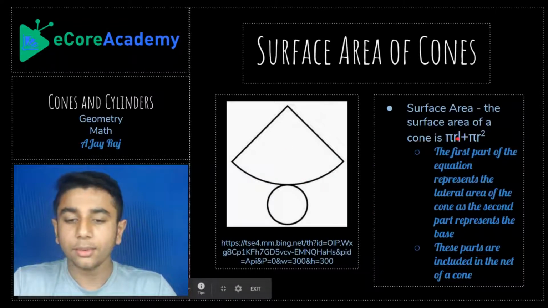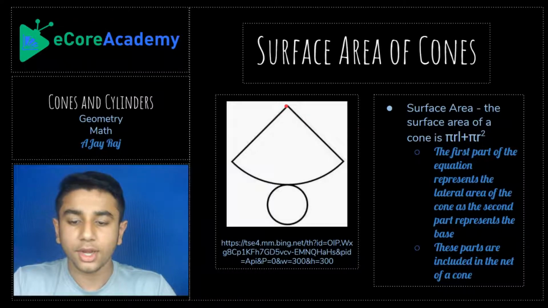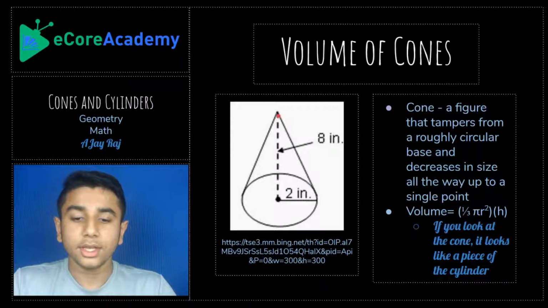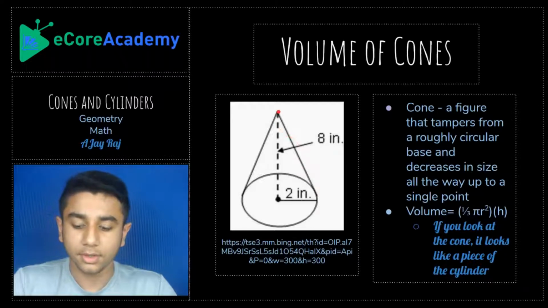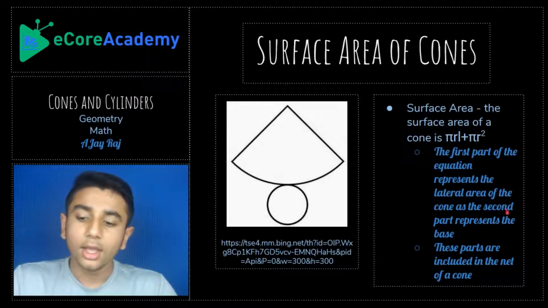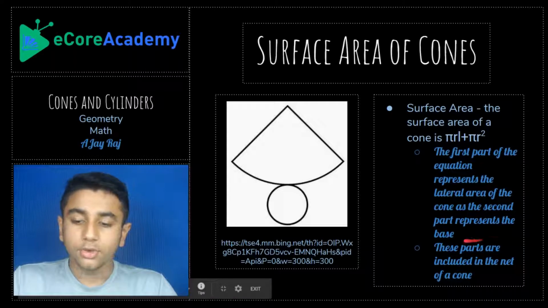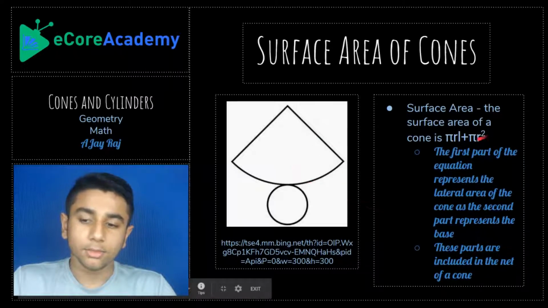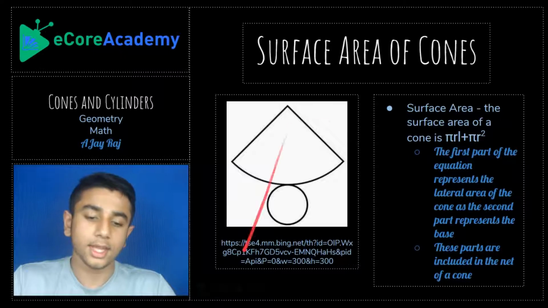And your lateral height will be, basically, this extension right here. Your lateral height will be given on any cone. So the height is actually your axis in any right cone, but your lateral height is the sideways length that goes from the outer edge of the circle all the way to the apex of the cone. So you're going to do pi rl, you're going to multiply those together, and then you're going to add it to your base, pi r squared. And of course, these parts are included in the net of the cone. This is just a representation of the net of the cone.